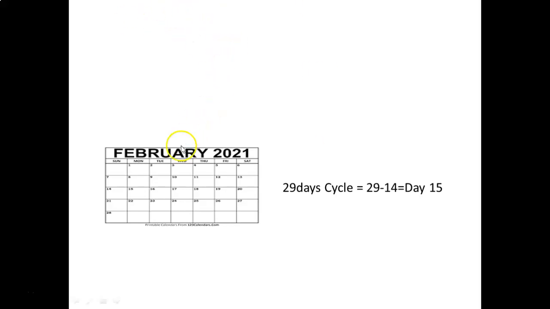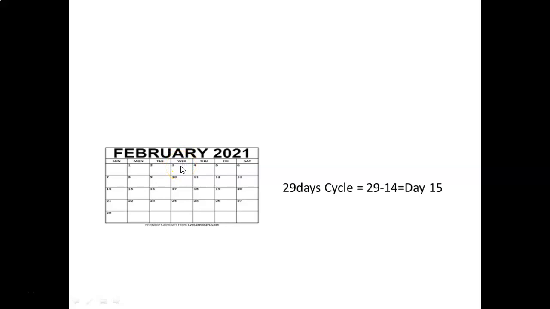Let's say you have a 29-day cycle. The cycle length is 29 days, and you discovered that you started your menses on Wednesday, 3rd of February 2021. So what are you supposed to do? You are going to subtract 14 from 29, as I've previously said. 14 is constant. Once you know your cycle length, subtract 14 from it, and 29 minus 14 gives you day 15. But you started menstruating on the 3rd of February.